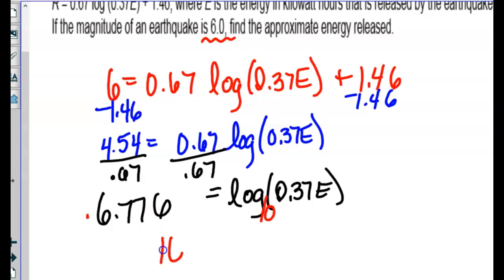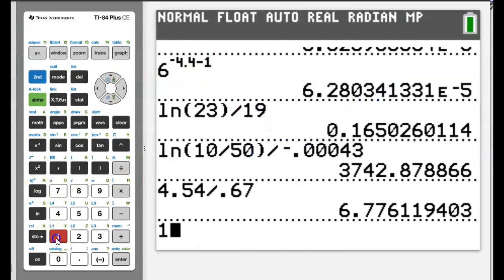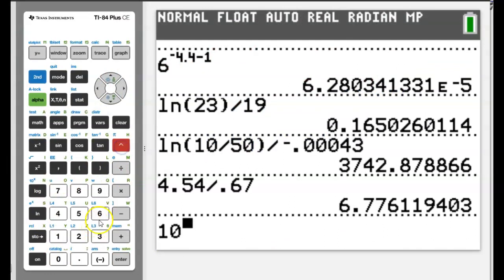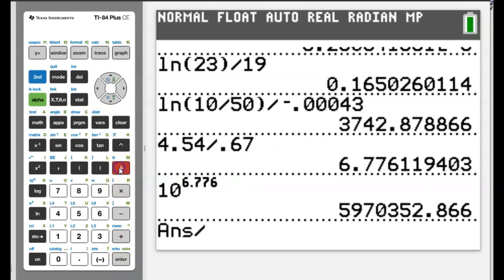So we're going to have 10 to the 6.776 equals 0.37e. Okay, that's going to take some typing because 10 to this is going to be a giant number, right? And then we're going to divide it by 0.37, which is actually going to make it bigger. So 10 to the 6.776 is this big number, and then we're dividing it by, what was it? 0.37.